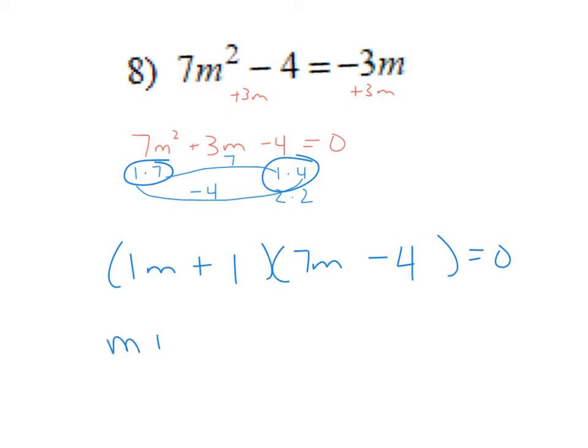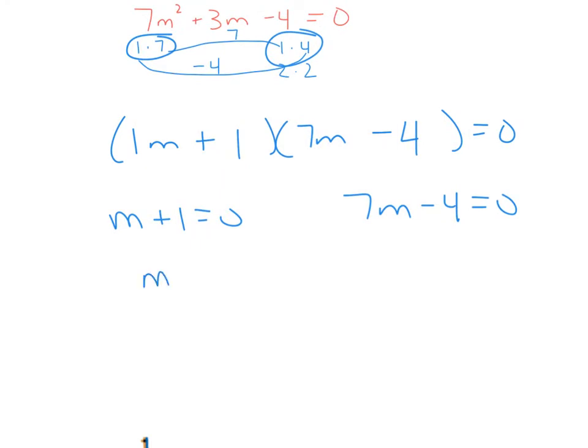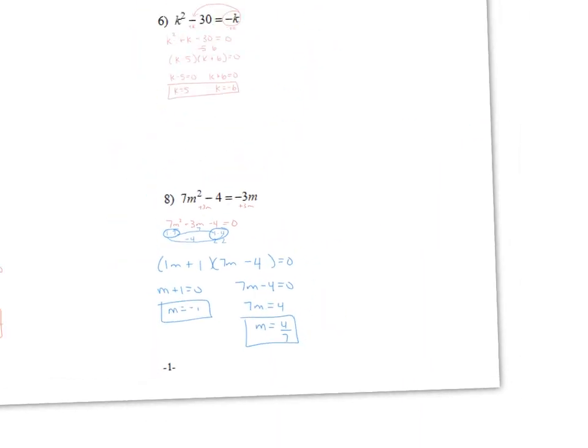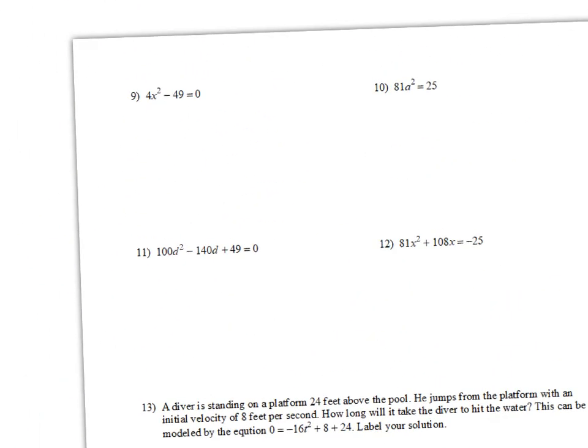So I've got m plus 1 equals 0, and 7m minus 4 equals 0. So m will equal -1. And on this one, I'm going to add the 4 over and get 4/7. So I have -1 and a positive 4/7. Okay, going to page 2 here.